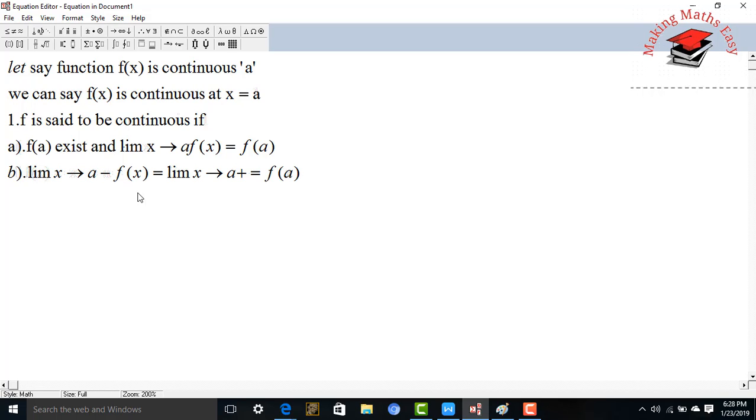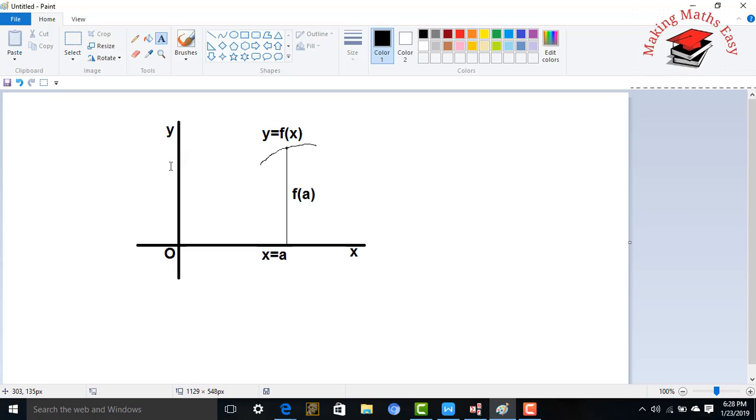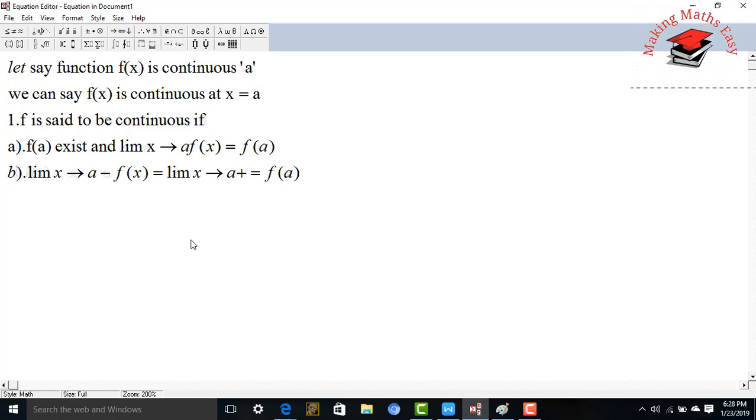This second condition means, suppose this is a graph, and we have the positive quadrant and the negative quadrant. In the positive quadrant, we have f of a, lim of x tends to a plus. And in the negative quadrant we have lim of x tends to a minus. So these two conditions are equal.